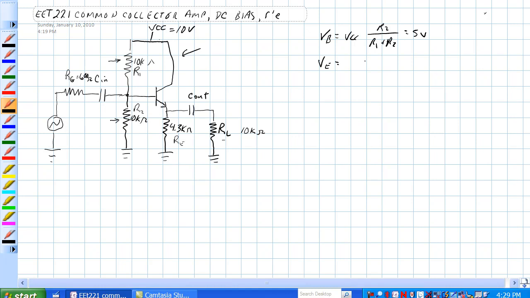Voltage at the emitter is equal to the voltage at the base minus 0.7 volt base-emitter drop here, and that's equal to 4.3 volts.